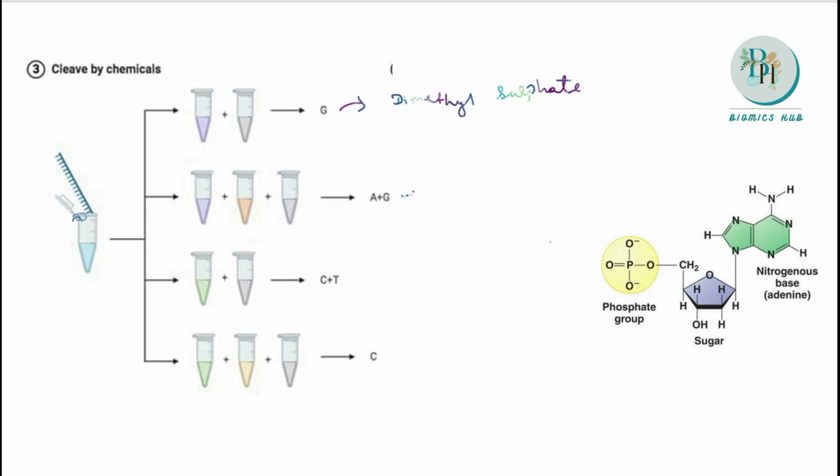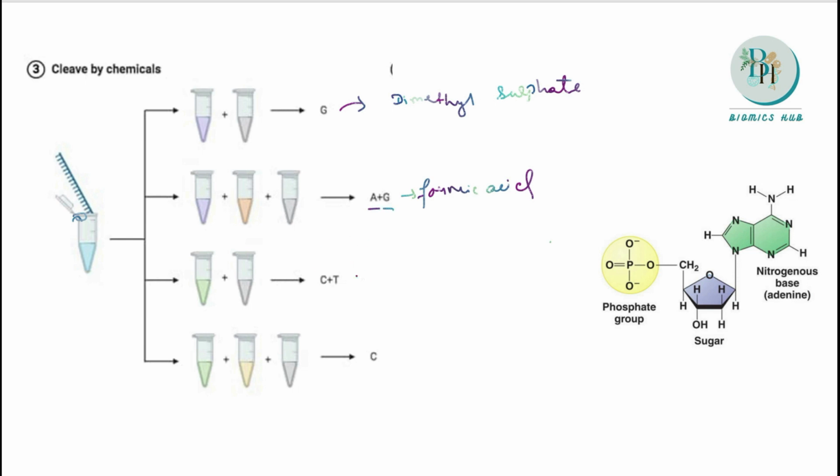In the next tube, we will add formic acid. So what is the work of this formic acid? The work of formic acid is that it will break the glycosidic bond of only specific nitrogenous bases. So here it will work only for adenine as well as guanine.